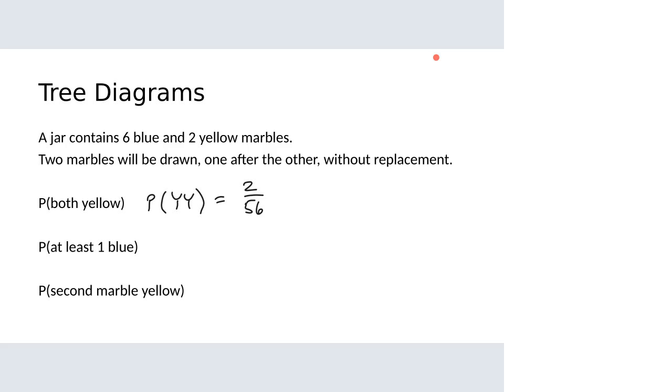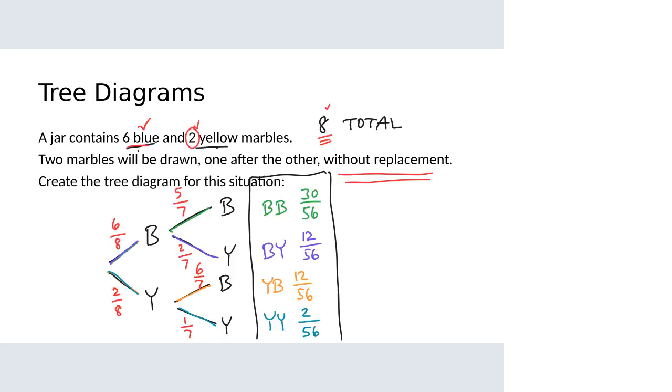Okay, the second question, a little more involved, says what's the probability of at least one blue? This is where I need a tree diagram because this is not a single specific outcome. This isn't yellow, yellow, or blue, yellow, or yellow, blue, or blue, blue. This is at least one blue. There could be more than one way to have a success here. What's the probability of at least one blue?